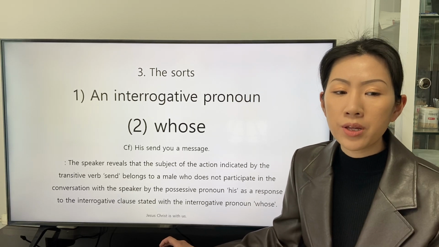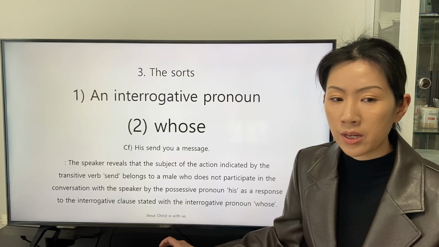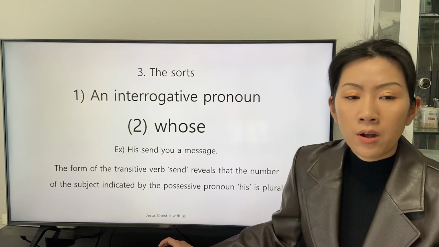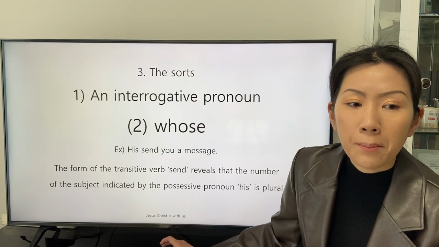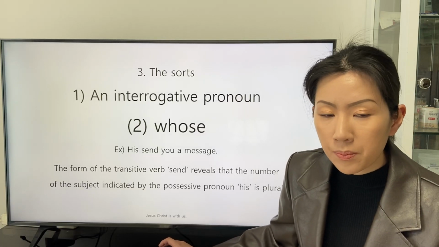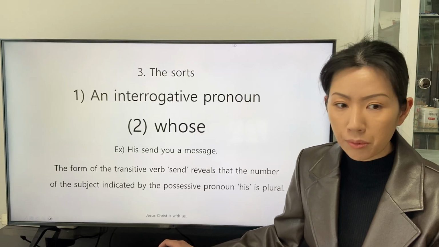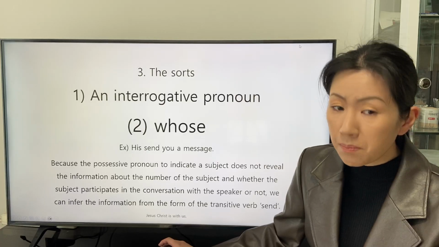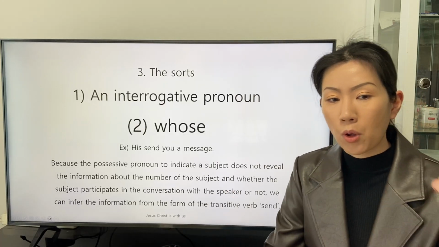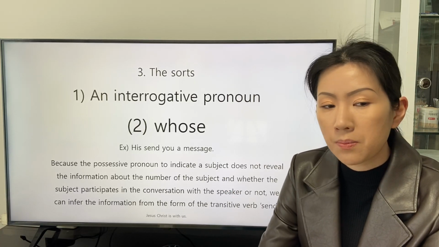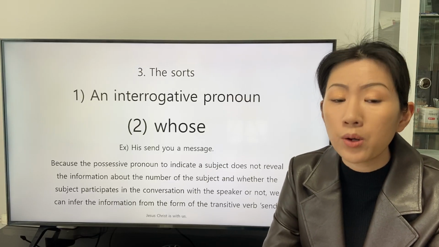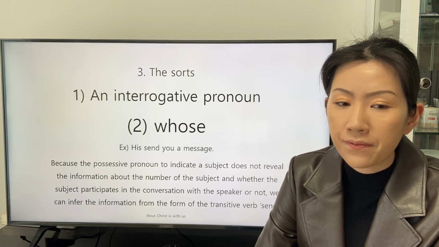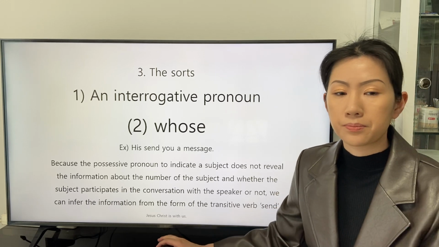As a response to the interrogative clause stated with the interrogative pronoun whose, the form of the transitive verb send reveals the number of the subject indicated by the possessive pronoun. Because the possessive pronoun indicating a subject does not reveal the information about the number of the subject and whether the subject participates in the conversation with the speaker or not, we can infer the information from the form of the transitive verb send.